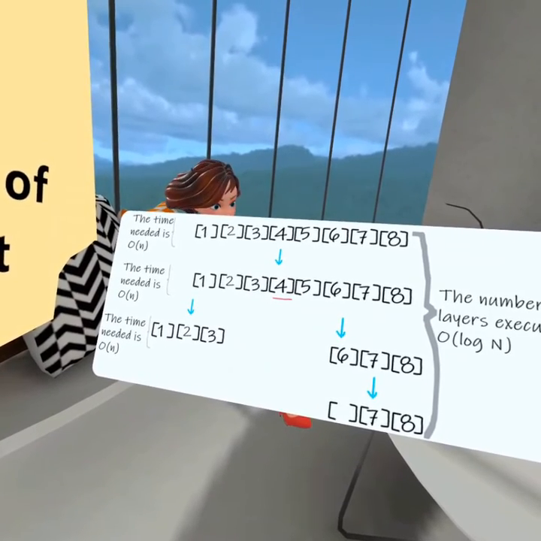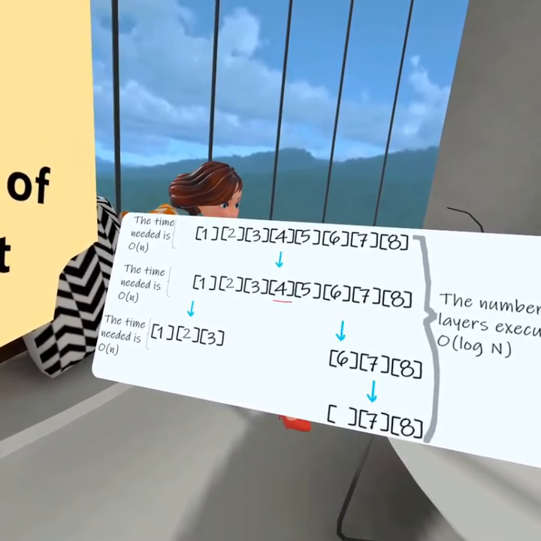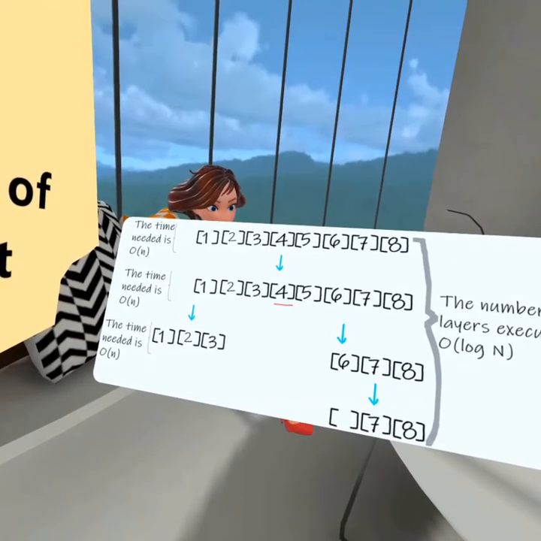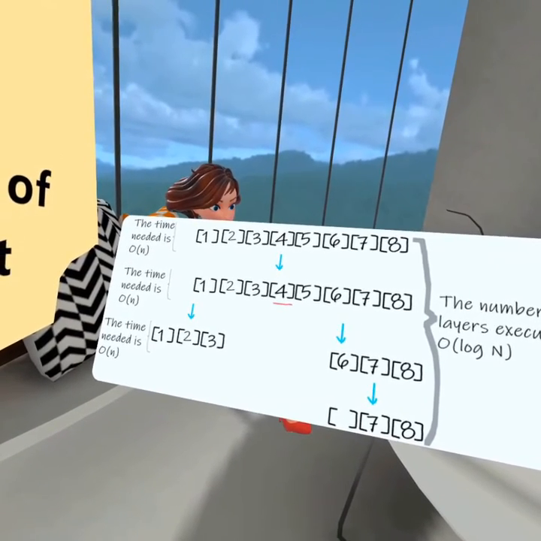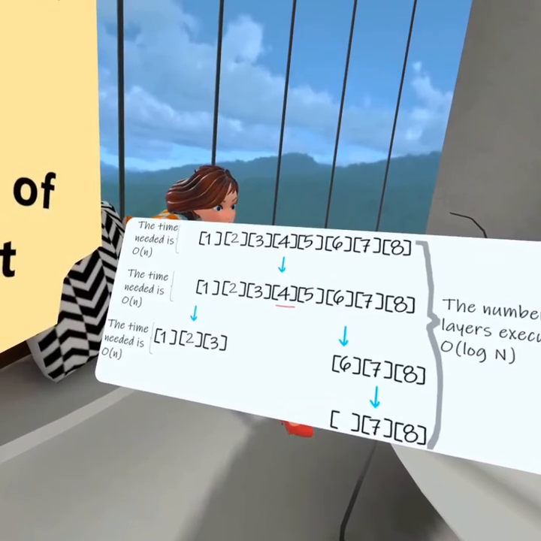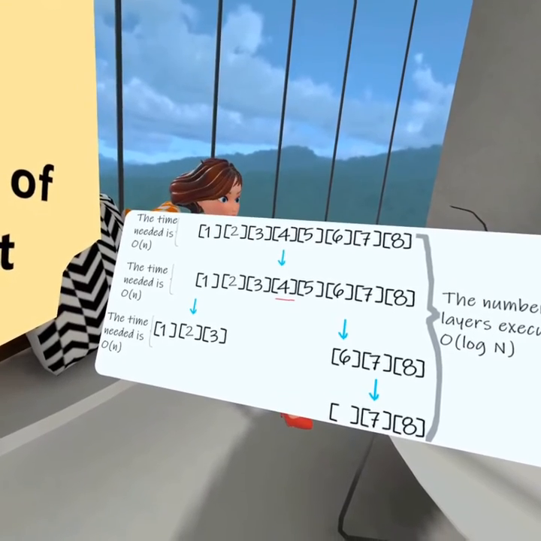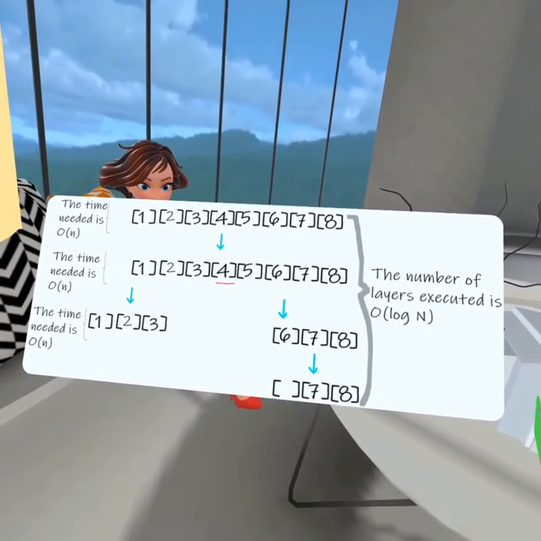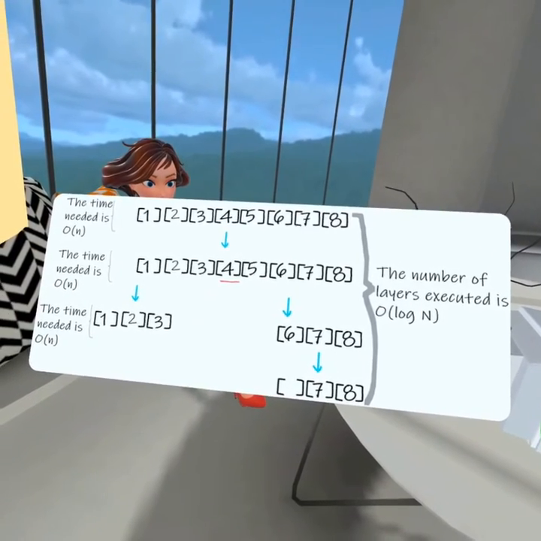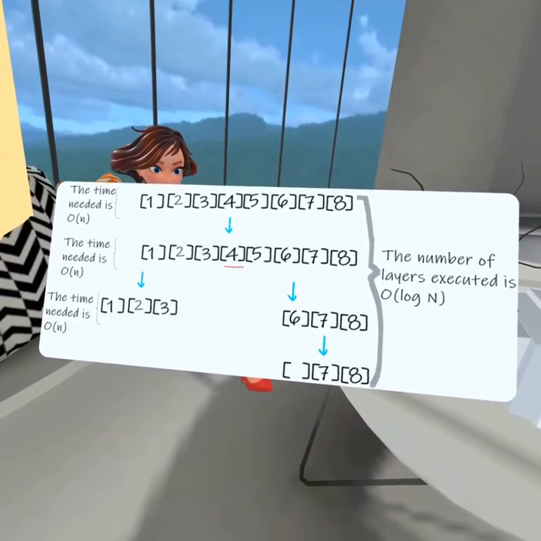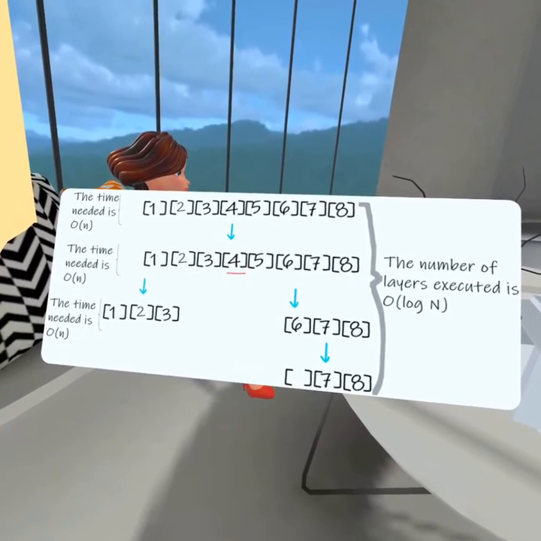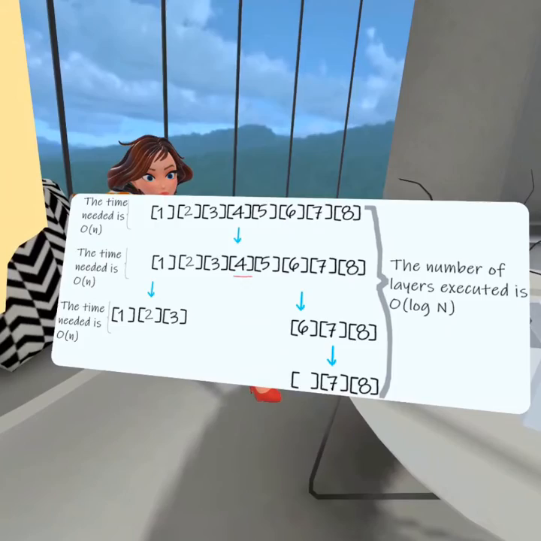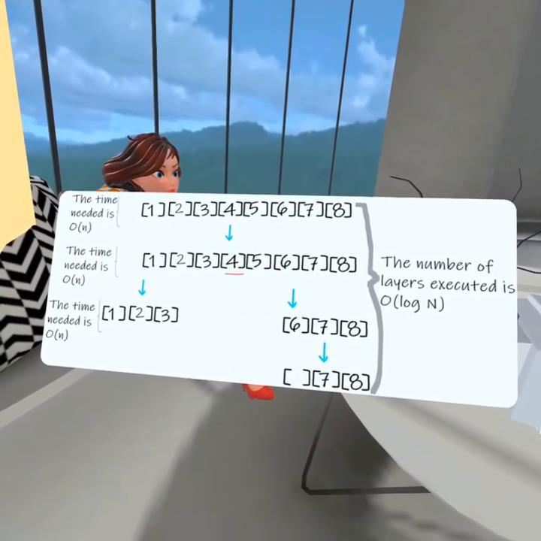In this example, the number of layers is O(log n). In technical terms, the height of the call stack is O(log n), and the time required for each layer is O(n). Therefore, the time required for the entire algorithm is O(n) * O(log n) = O(n log n). This is the best case.